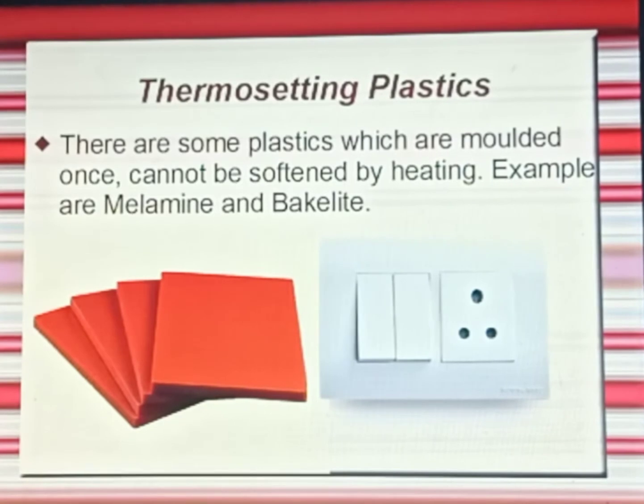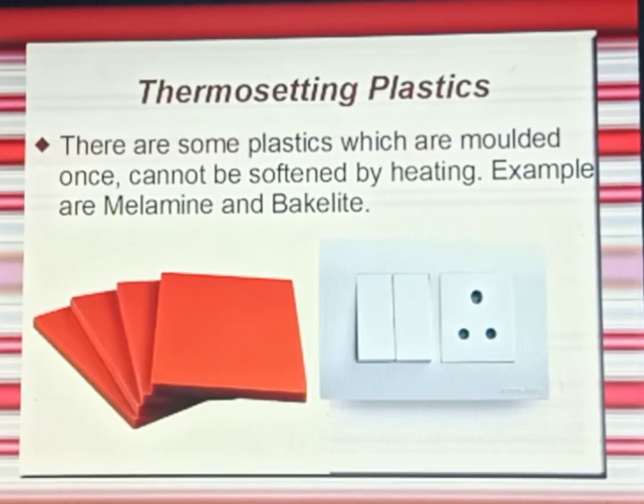Now we come to thermosetting plastics. Those plastics which are molded once cannot be softened by heating. Once the shape has been given, it will not change. They can't be softened by heating. The examples are melamine and bakelite. Here are a switch and sheets of melamine.